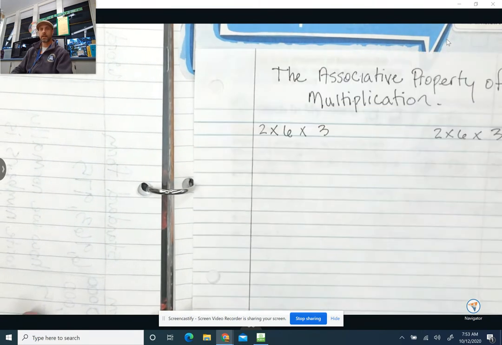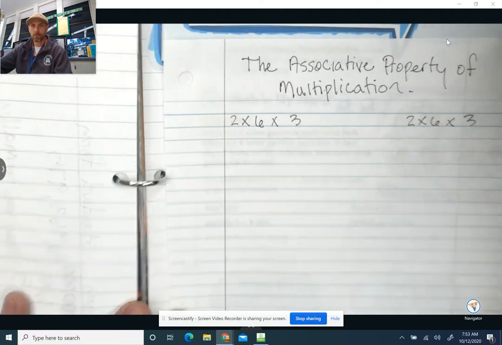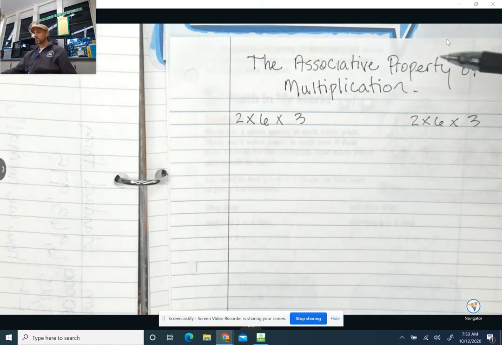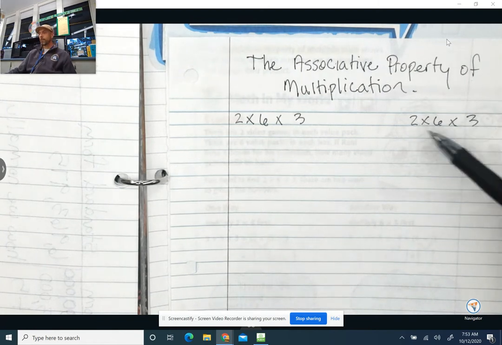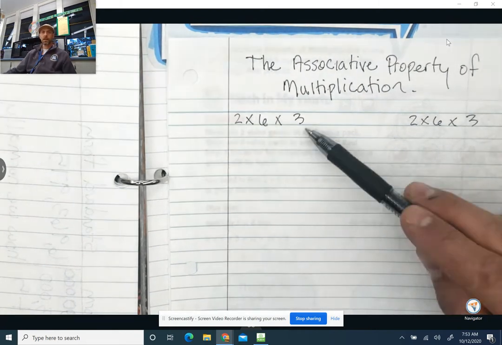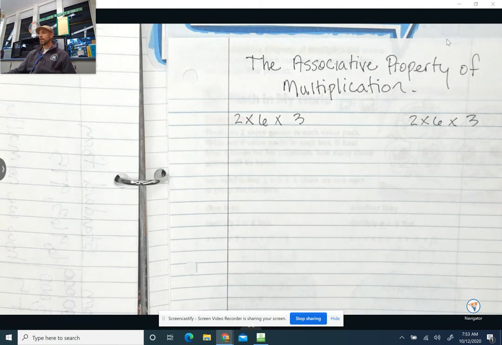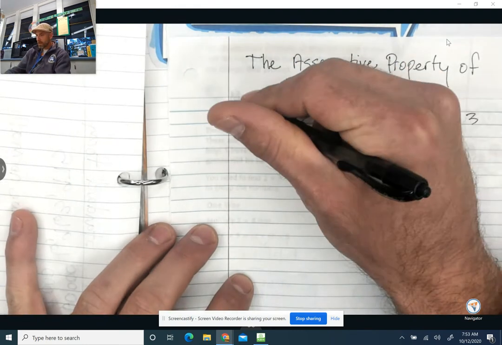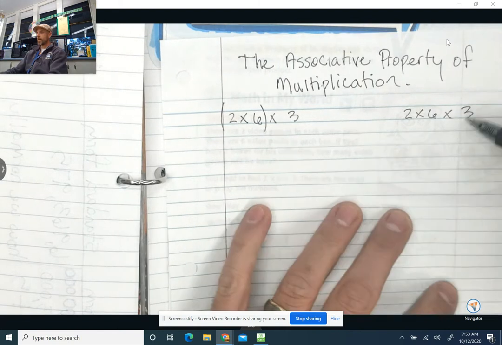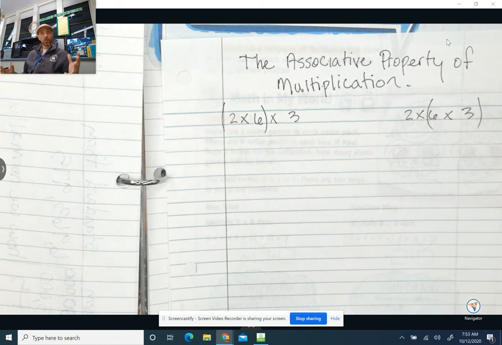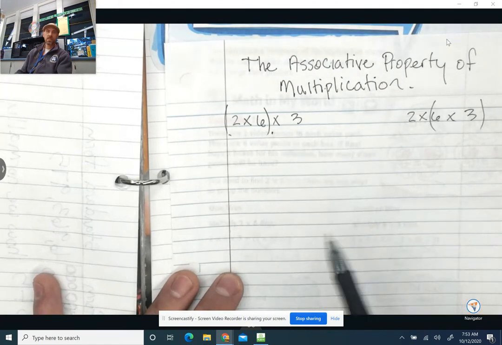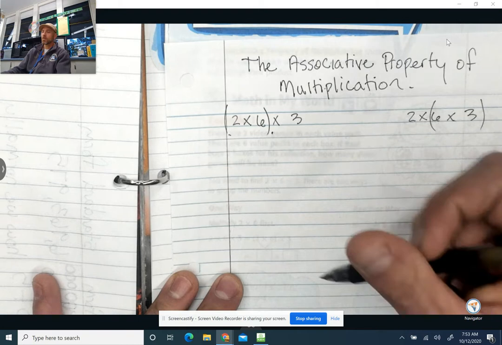Now, I've got an example here of what that looks like. Sometimes with the associative property of multiplication, they give you a series of 3 factors. Okay, and we have to decide which factors we want to multiply first. In this case, let's multiply the 2 and the 6 first. Over here, we can multiply the 6 and the 3 first. Whatever you put the parentheses around, that's what you've got to multiply first, because those are the two numbers you've chosen.